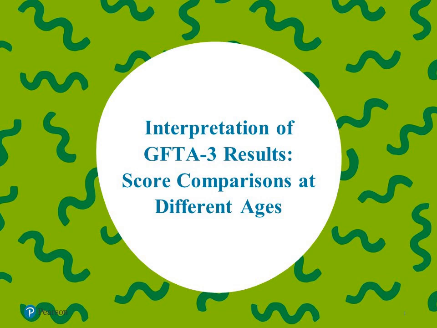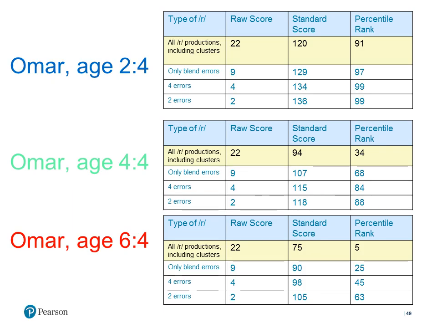So interpretation, again, we talk about what's typical and what's not typical. We have an example of Omar. At age 2-4, he couldn't say any of his R's right. He made 22 errors. That's what you see for raw score, because he couldn't say any of those R's right. But look what that converts to. That converts to a standard score of 120 and a percentile rank of 91. Why? Because he's 2-4. When he's 2-4, he's just like any other little kid. They are not saying R's.